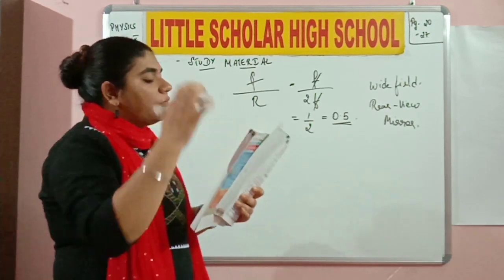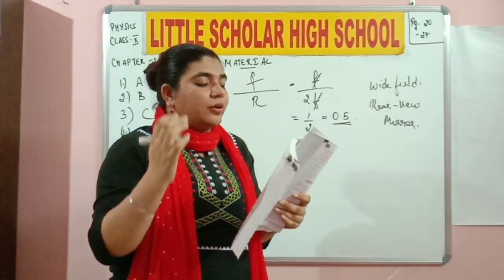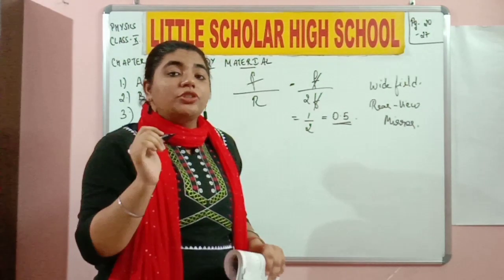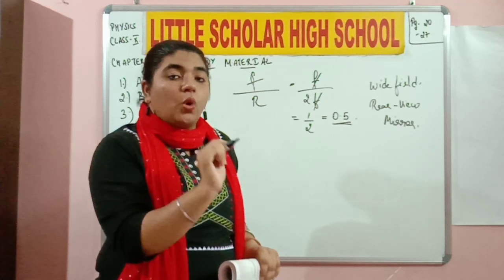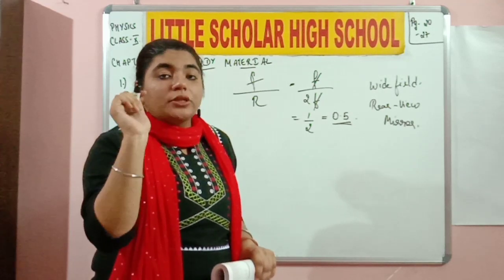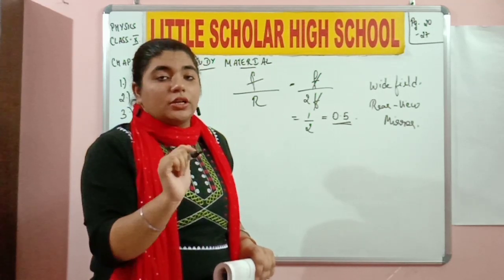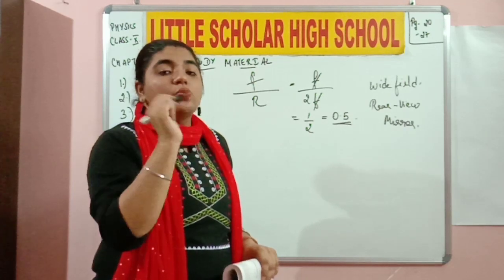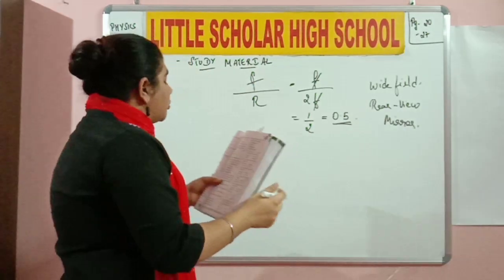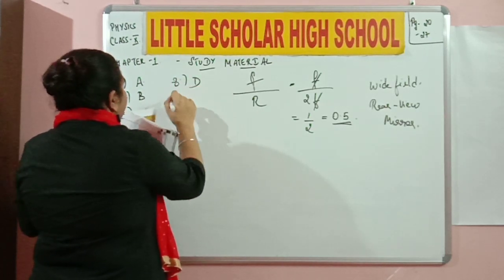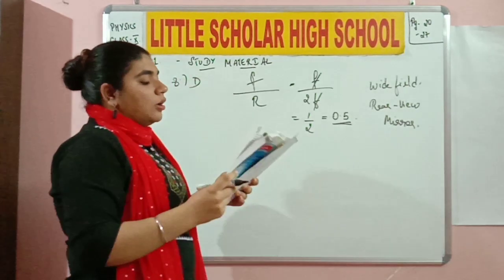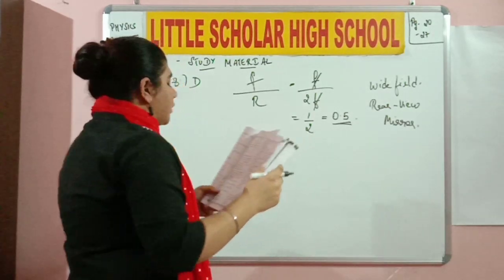Eighth one, a concave mirror always forms real and inverted image except, in which case? Except when the object is placed between the pole and the focus. When the object is placed between the pole and the focus, the image is going to be virtual and behind the mirror. So eighth one is option D. Okay, between the pole of the mirror and the focus.